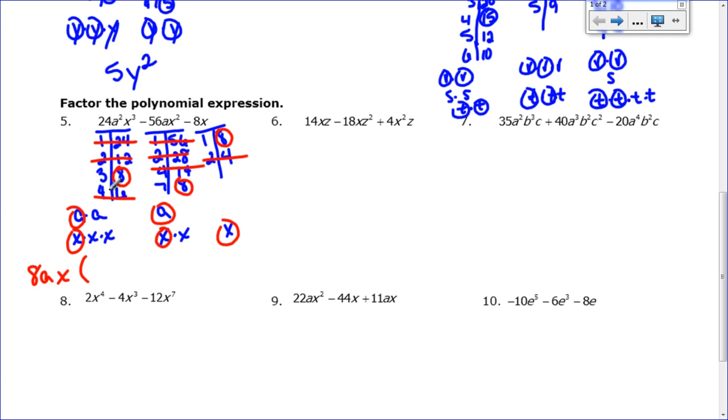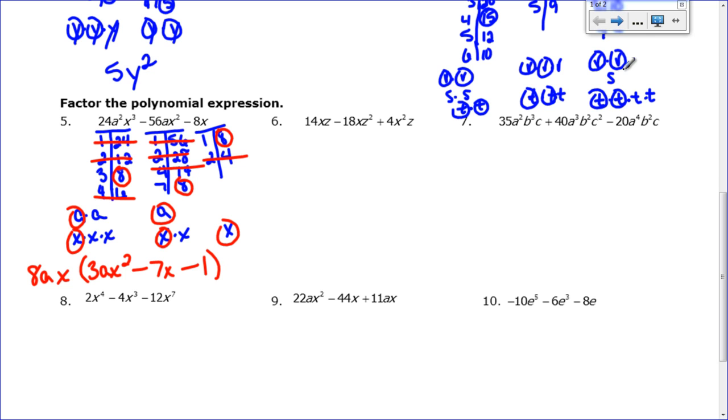So the thing that is left for the 24 is this 3, an a, and x squared. Then I have this minus sign. And the things that are left here are this 7 and 1x. And then I have my minus sign. And the only thing that's left here is this 1. And so that is now factored. Those 2 things, the 8ax and then that polynomial, 3ax squared minus 7x minus 1, are the 2 factors of that original polynomial. When I multiply them together, they go back and make the polynomial that I started with. So all I've done is pulled it apart into the 2 factors.